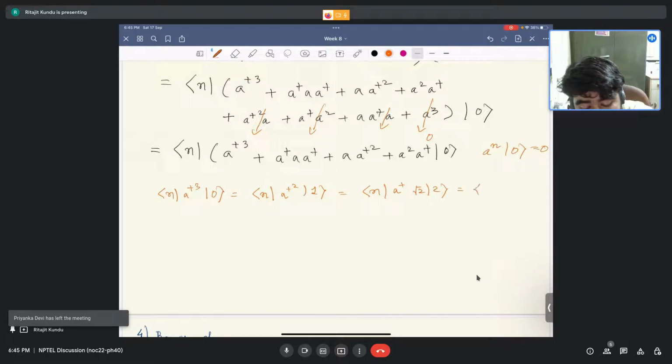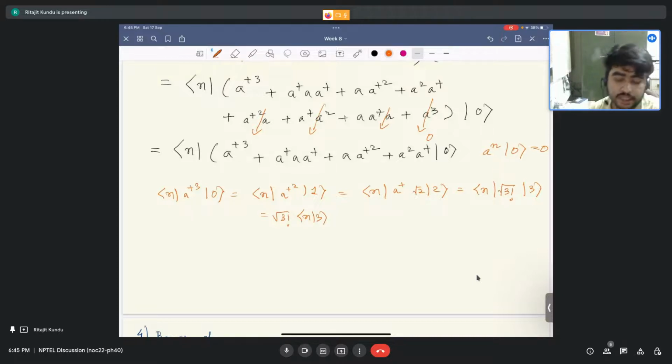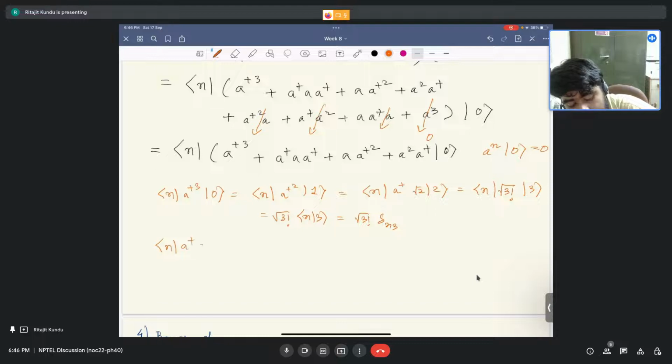Now it becomes square root of 3 factorial times state 3. The square root of 3 factorial is just a number, so I take that out, and I have n with 3, and all of these states are orthogonal. So now it becomes delta n3, the Kronecker delta. Similarly, you can find all the other combinations, like a dagger a a dagger.